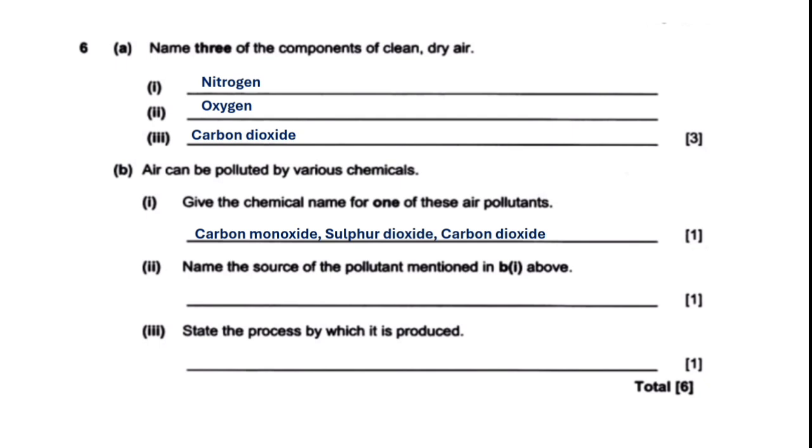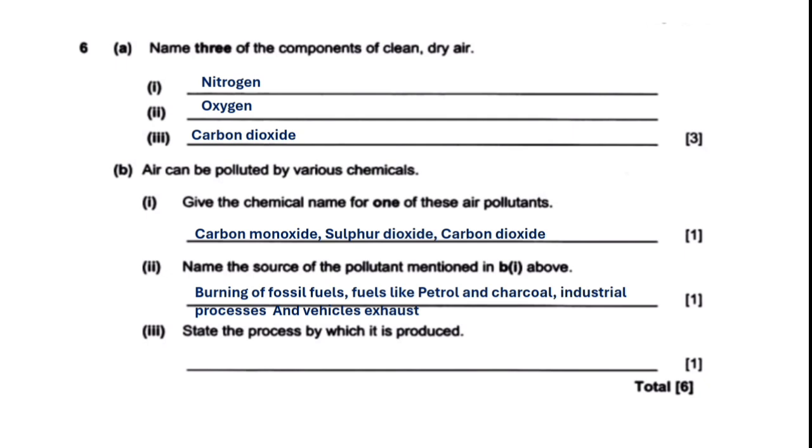Right, so it is mainly burning of fossil fuels like petrol and charcoal, industrial processes, and vehicle exhaust. Okay, vehicle exhaust. These are the sources of the pollutants, mainly burning of bushes.